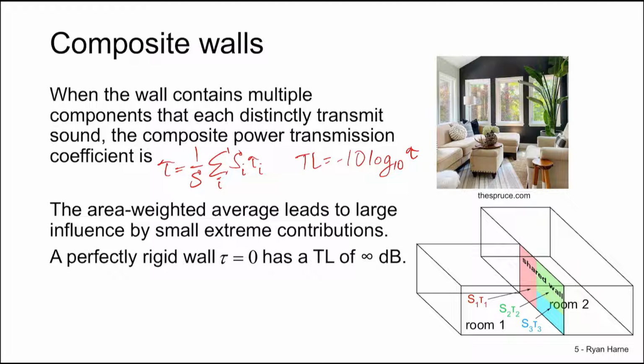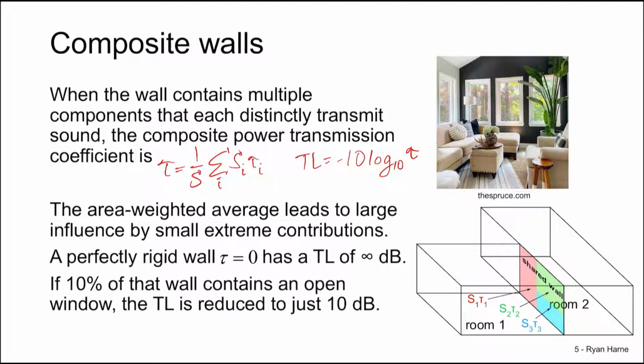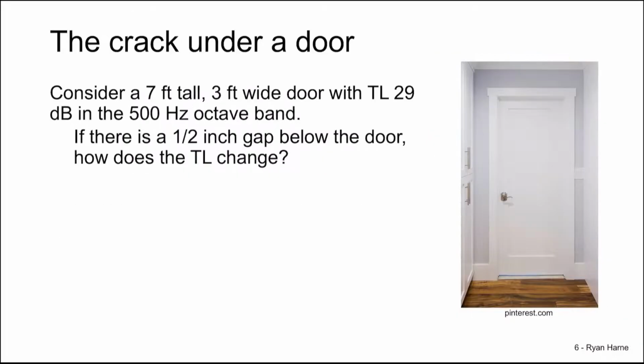Tau is equal to 0, and the transmission loss is infinite. But if just 10% of that wall contains an open window, the transmission loss is reduced to only 10 decibels. So going from an infinite TL to just 10 decibels is dramatic. The crack under a door is a perfect example of how a small contribution of an extreme value of power transmission coefficient can significantly influence the transmission loss of a composite wall.